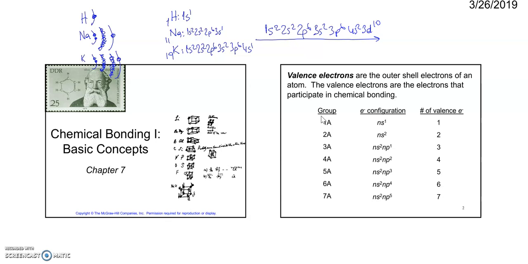Okay. So valence electrons are the outer shell electrons of an atom. The valence electrons are the electrons that participate in chemical bonding. Hydrogen doesn't have any inner shell, but sodium and potassium do. For these two elements, the inner shell electrons do nothing. Protons, neutrons, and the inner shell electrons do not participate in chemical bonding. The only one that participates is the outermost shell. So these guys right here.